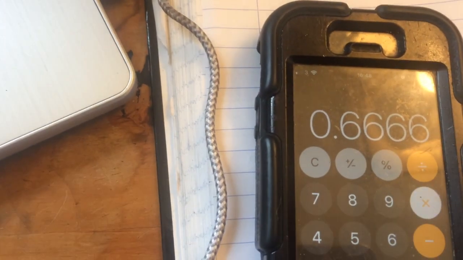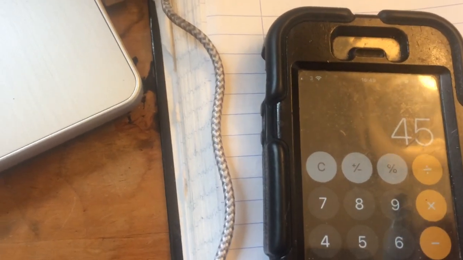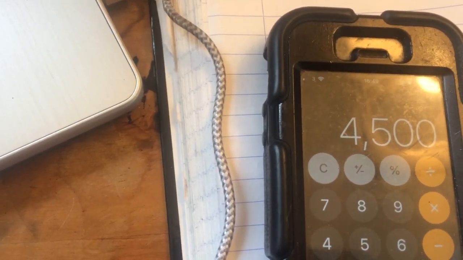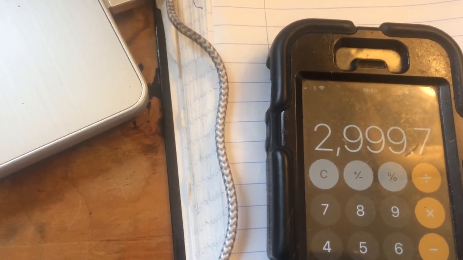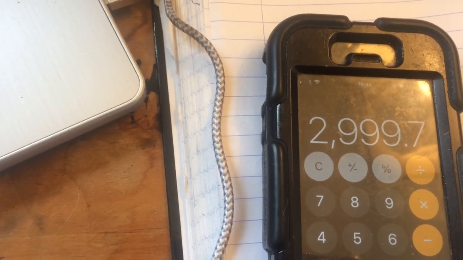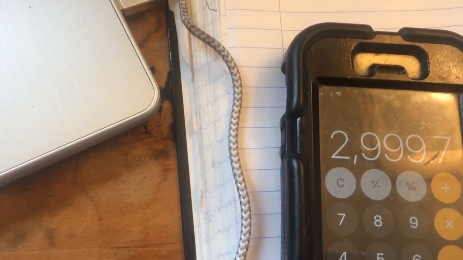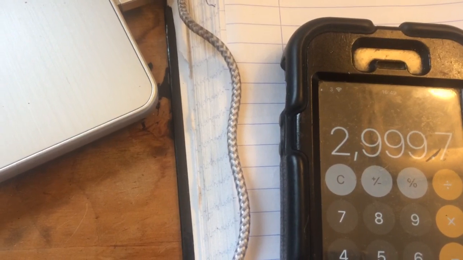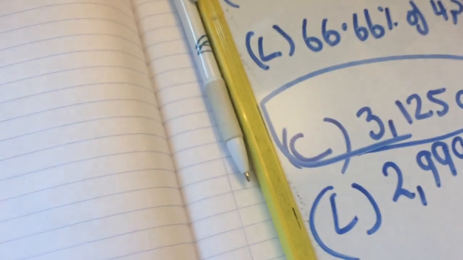We multiply it by 4,500. And what did we get? Whoa! He ate 2,999.7 grams. It's clear that the crocodile ate more. Okay, so that's the only way you'd work that out.